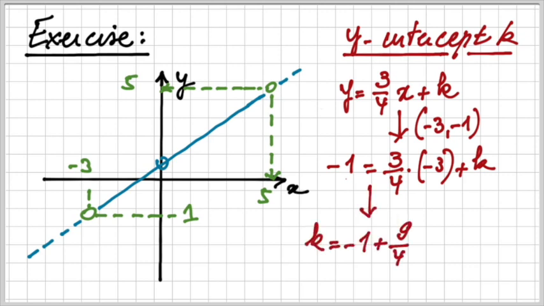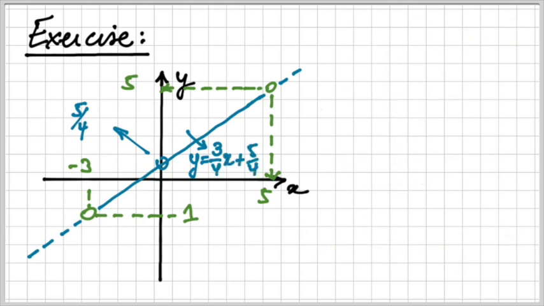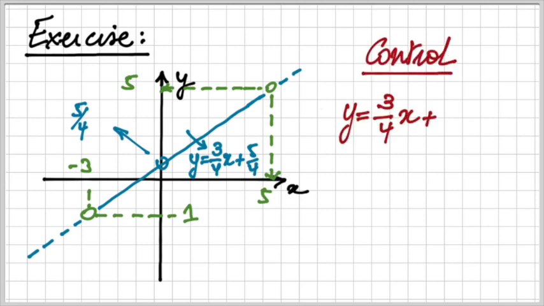We bring k to the left-hand side, and at the right-hand side we have -1 plus 9/4, and we find this is -4 plus 9 divided by 4. We bring everything to the same denominator, and we find the result is 5/4. Following this, we can say that we have the y-intercept, and we can write the equation y is 3/4 x plus 5/4.